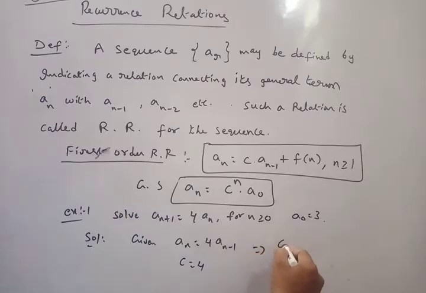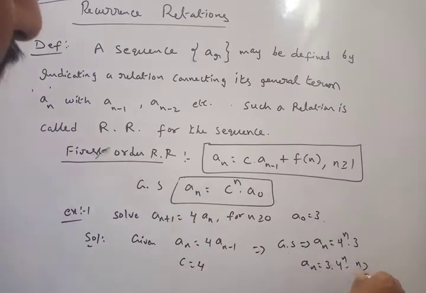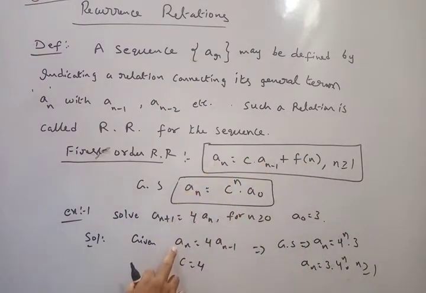So this implies now the general solution is what? General solution a_n = c^n a_0. What is the c value? 4. So 4^n a_0. What is the a_0 value? 3. So therefore, what is the answer here? a_n = 3 * 4^n for n greater than or equal to 1. Why? Because we converted this in terms of a_n. So a_n = 4 a_{n-1}. So the general solution is a_n = 3 * 4^n for n greater than or equal to 1.